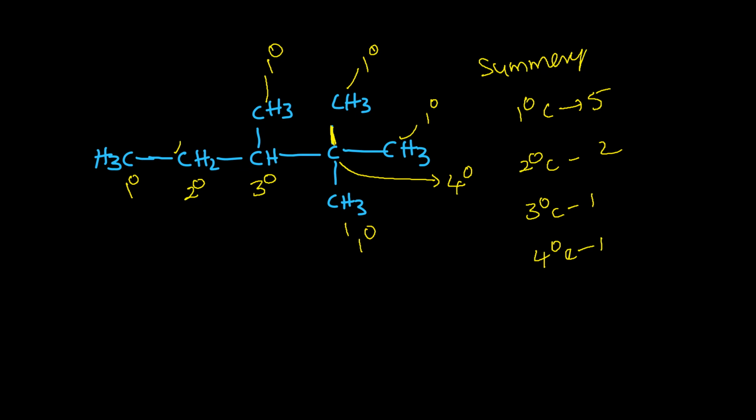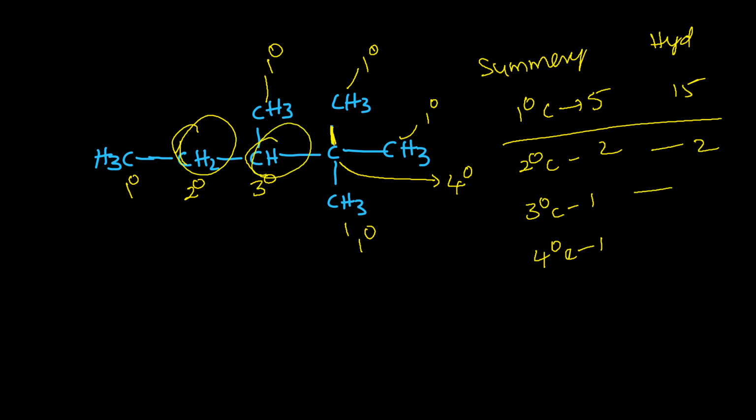Similarly, the primary hydrogen atoms are here 3, here 3, here 3, here 3, here 3. So totally 5 into 3, 15 primary hydrogen atoms are there. Coming to the next one, only two secondary hydrogen atoms are there. Whereas tertiary has only one tertiary hydrogen atom, whereas quaternary, I told you quaternary carbon atom doesn't have any hydrogen atoms. So this is a summary.